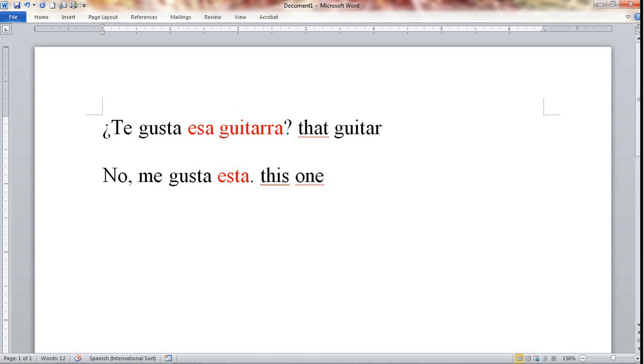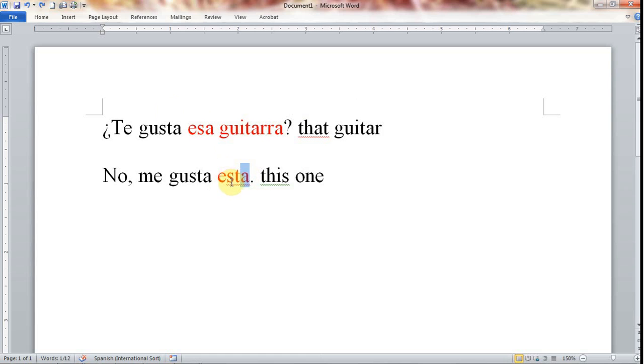Okay, so the demonstrative pronoun is going to be just a little bit harder because you're not going to see the word right there. Okay, so esa guitarra, esta, you would say this one because it's closer to you. You might be tempted to put an accent there. This is not esta, it's esta. Oops, it's pronounced a little bit differently.